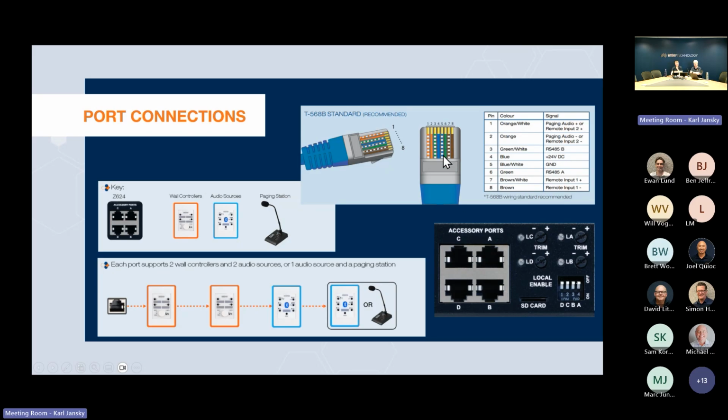So on the actual connection, this uses standard Cat5. It is a proprietary protocol, so it is not using Ethernet. It is this protocol that's shown here. So we use RS485, 24-volt power, and then we have two audio inputs, remote input 1 and remote input 2, but remote input 2 is also shared with the paging stations. So if you have two audio wall plates in the system, you would connect the first one to the remote input 1 and the second to remote input 2.